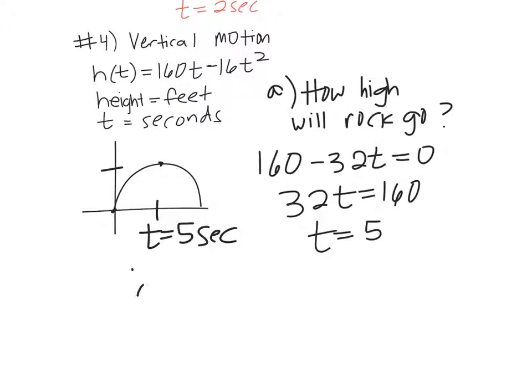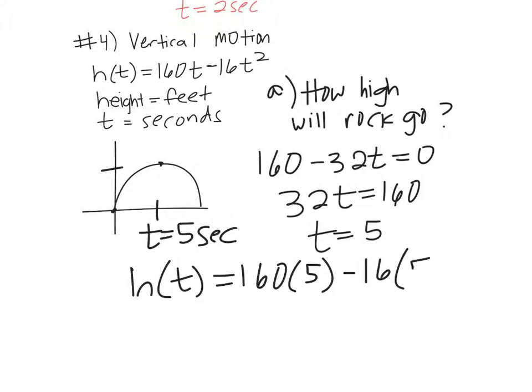So we'll go h of t. Remember, h of t is the height of the rock. And you do 160 times 5, and I couldn't not give you your calculator for this. So you'd have your calculator, and then you get 400 feet. Okay? So that's the maximum height that the rock goes.